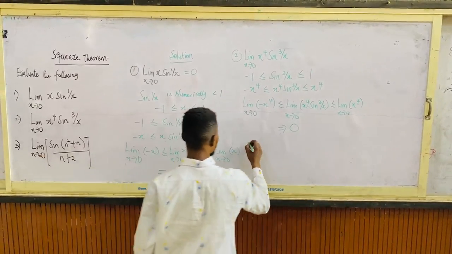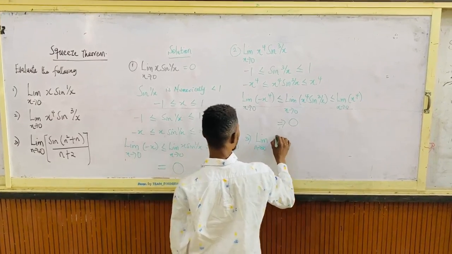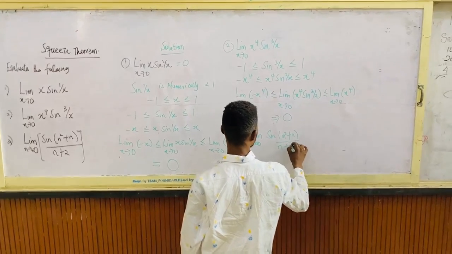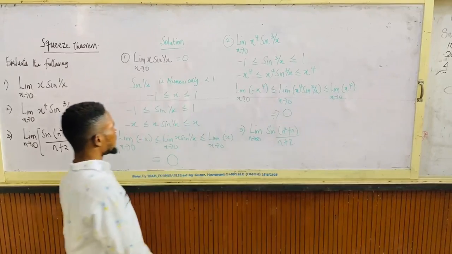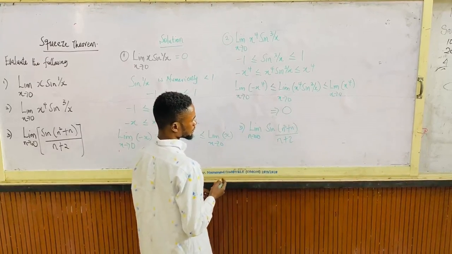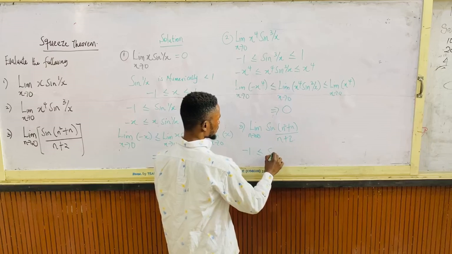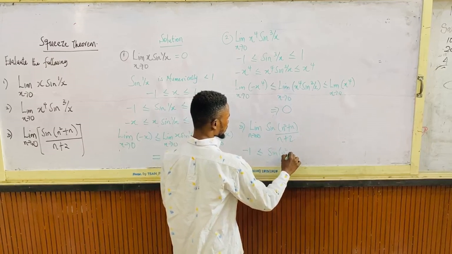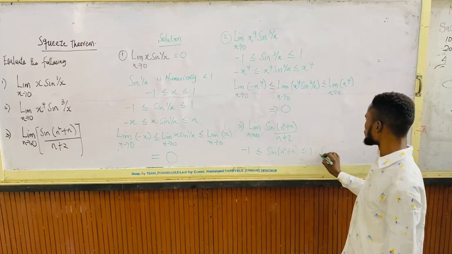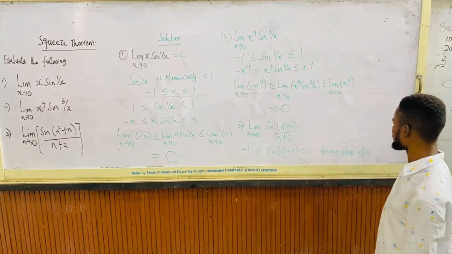Now the last one, the limit as n tends to infinity of sine of n squared plus n, over n plus 2. Now applying the squeeze theorem here also, minus 1 is less than or equal to sine of n squared plus n less than or equal to 1 for any value of n.